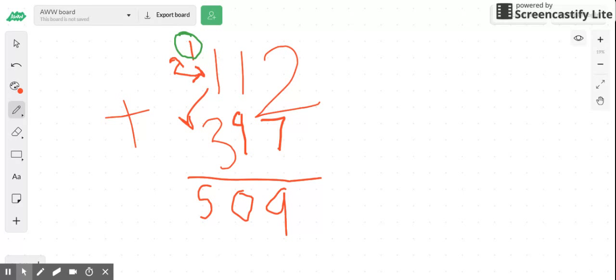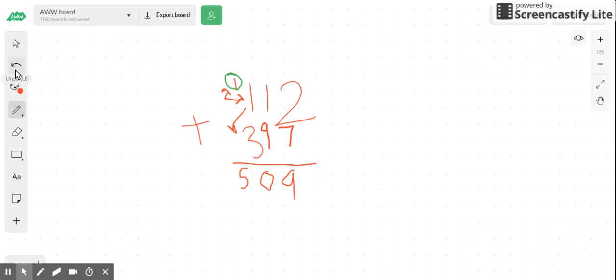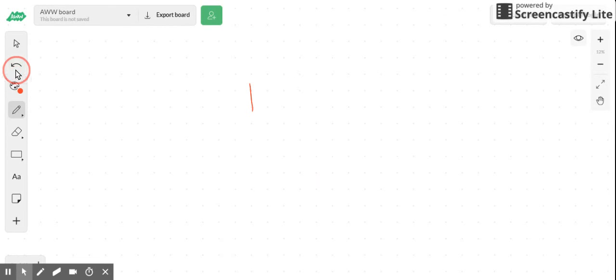And this question in triple digit addition seems pretty easy too, right? If you really think about it, there's nothing really to it. So let's move on to our next topic.